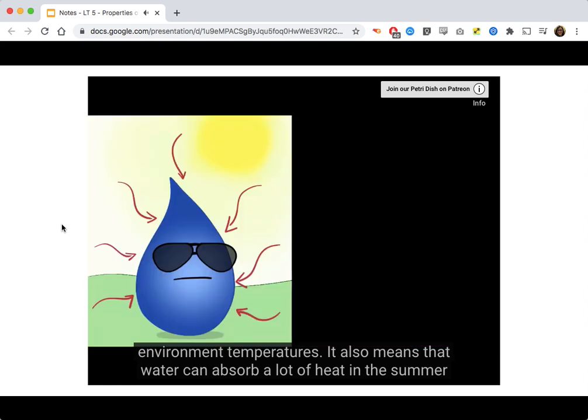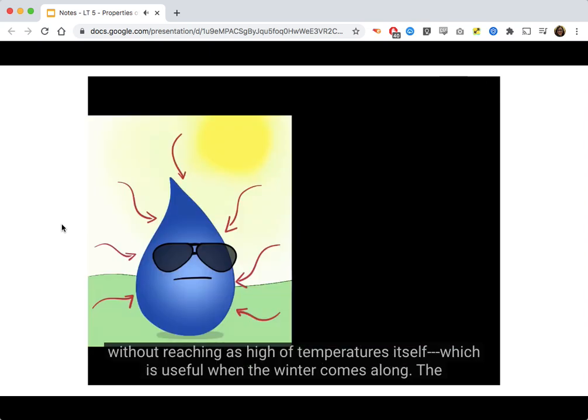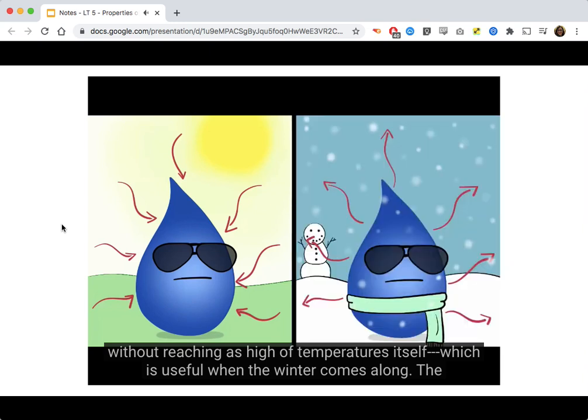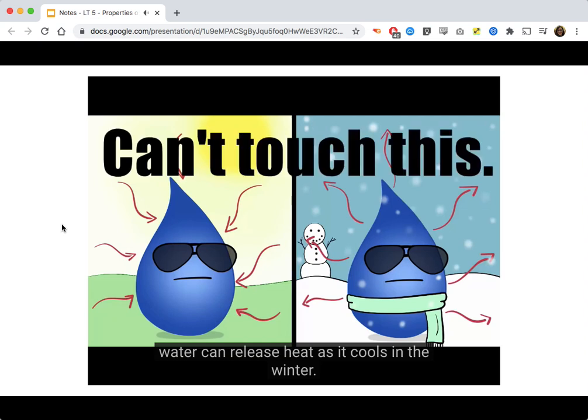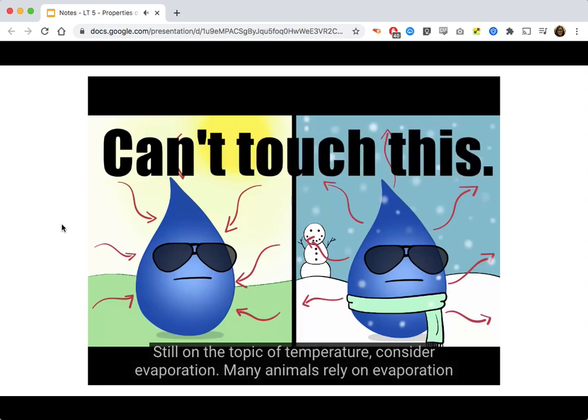And it also means that water can absorb a lot of heat in the summer without reaching as high of a temperature itself, which is useful when winter comes along, because then the water can release heat as it cools in the winter. This also impacts the environment.